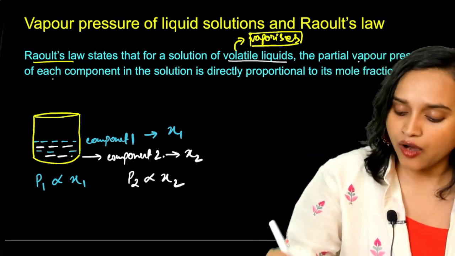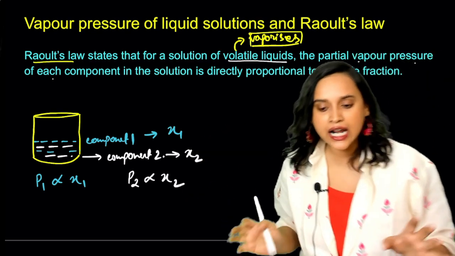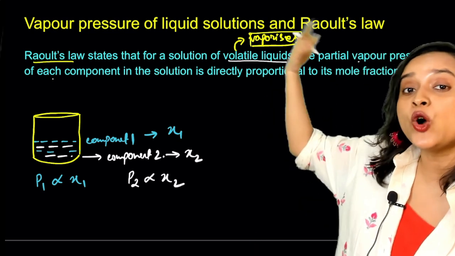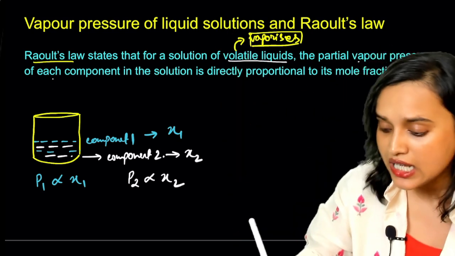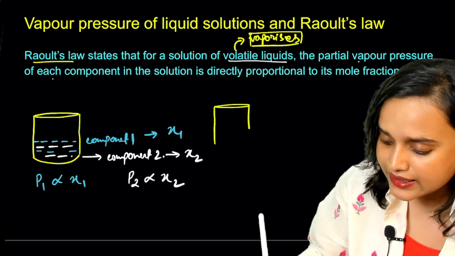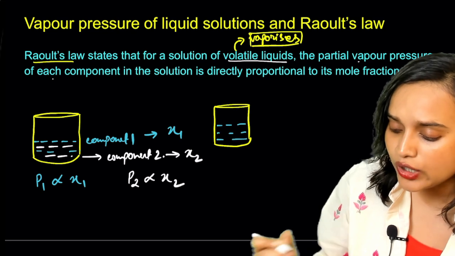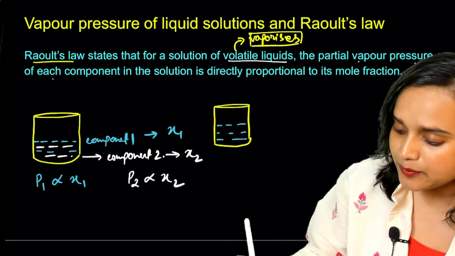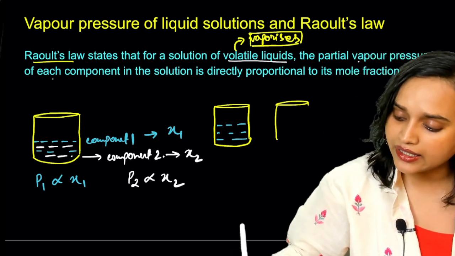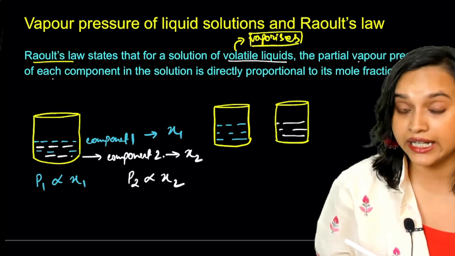Okay. Now, this is after I have mixed them, right? After I have mixed them. But do you also realize that there was a point previously when you only had a container? Let's say you had a container here. In this container, you had only component 1. And there is a possibility that you have another container here, and in this container you have only component 2, correct?